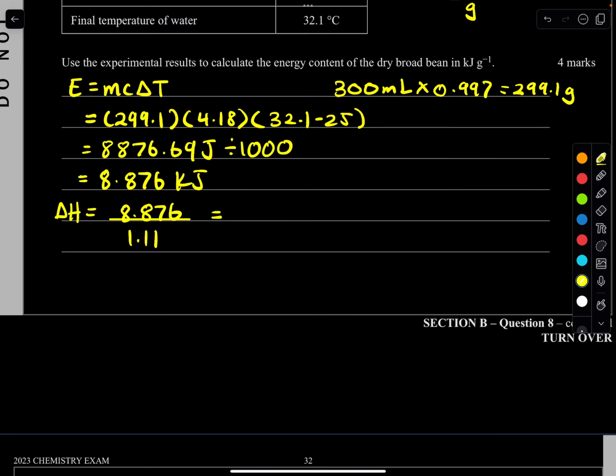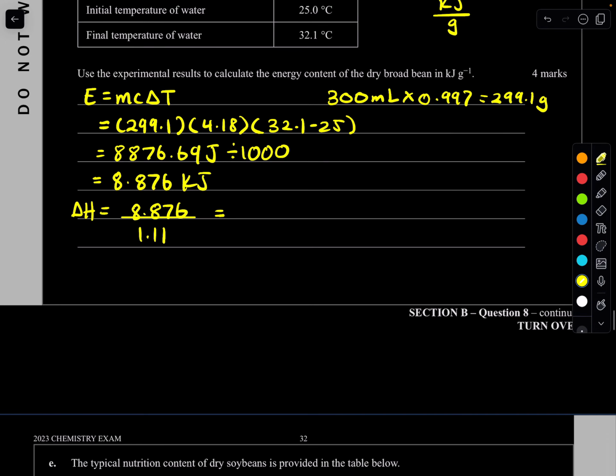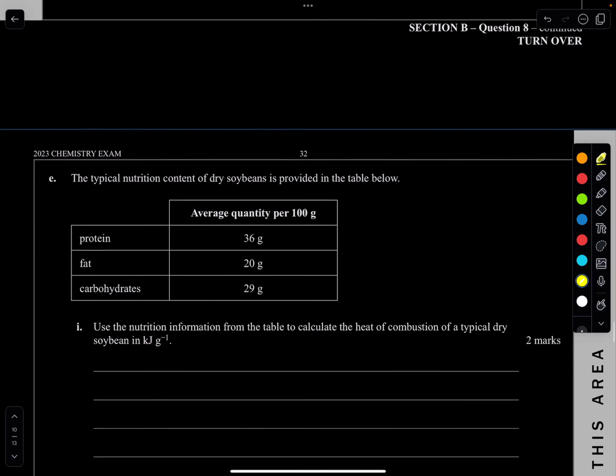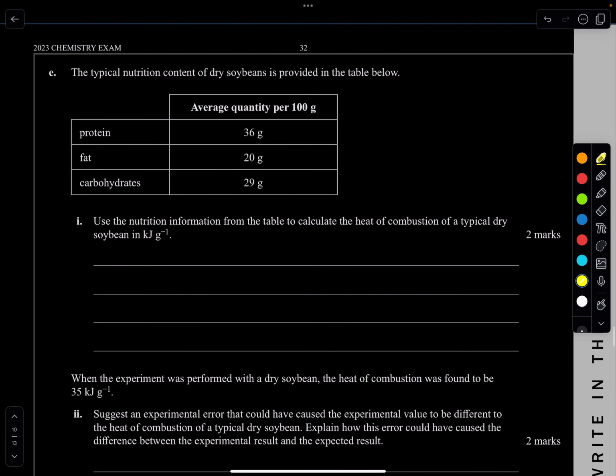And that gives me... 1.11. So how many significant figures do we want? 3. So it's actually just 8.00 kilojoules per gram. Done. That was not bad for 4 marks. That was very easy.